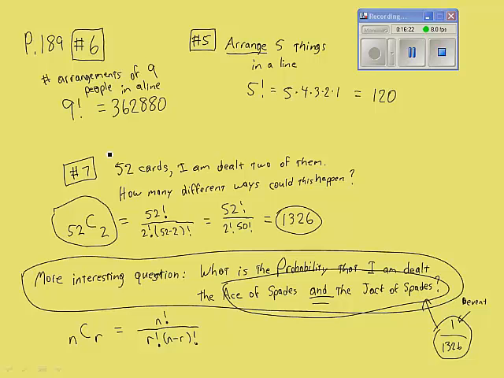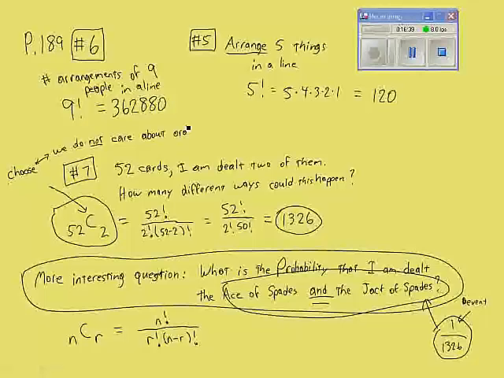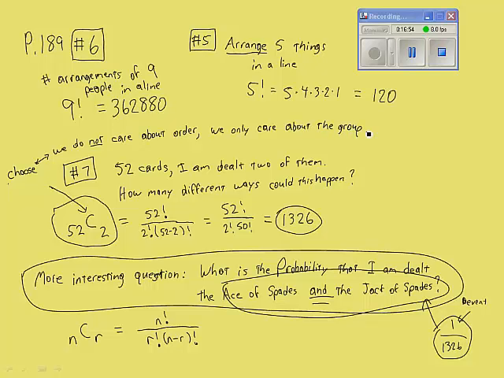But let me say something about this notation here. When you see this C, that means choose. Choose means, and this is very important, we do not care about the order. We only care about the group. Do you know what I mean by the group? I only care about what my two cards are. I don't care about the order in this case. I don't care which one I pick first, which one I pick second. So that's how I count.